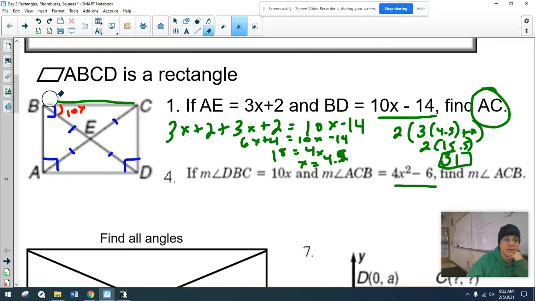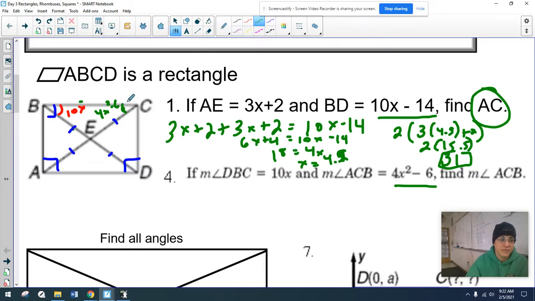I totally read it wrong. I read it as ABC. It's not ABC, it's ACB. So ACB, this one right here, is 4x squared minus 6.